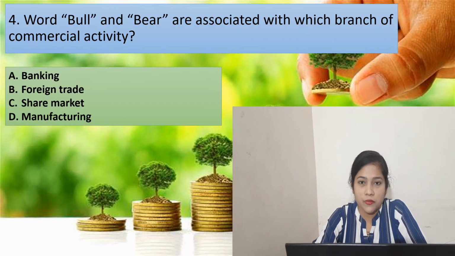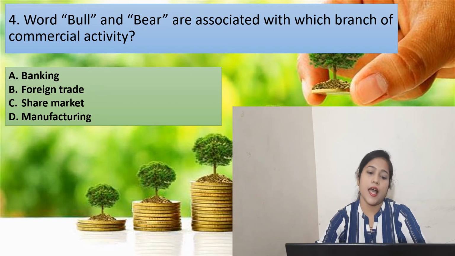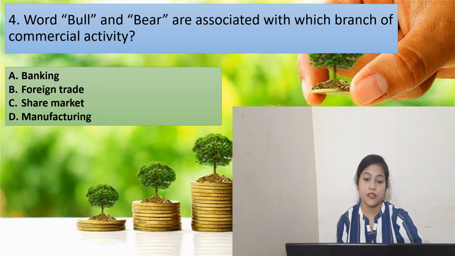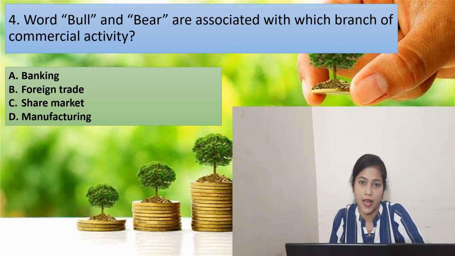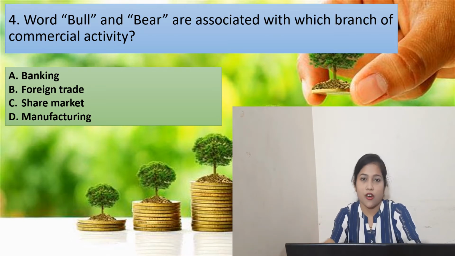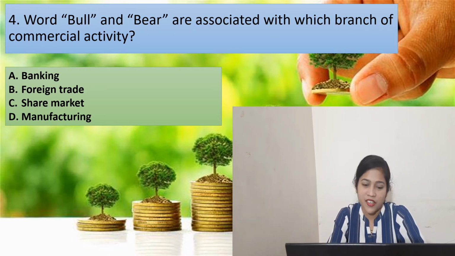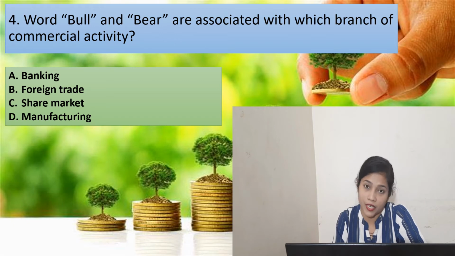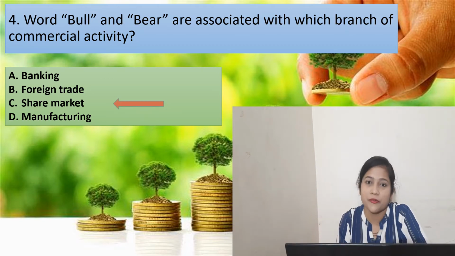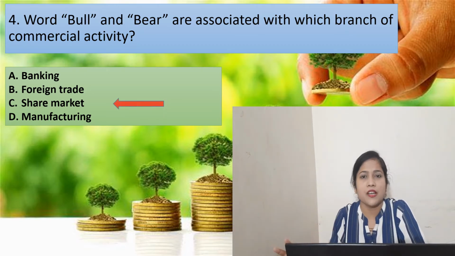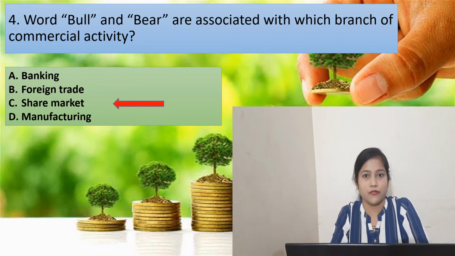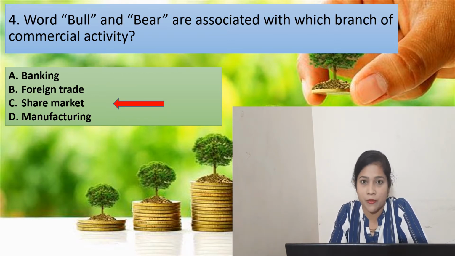Here is the fourth question: bull and bear are associated with which branch of commercial activity? I think all of you are very well known to this term. Let me give you the MCQ options: first banking, second foreign trade, third share market, and fourth manufacturing. The answer is share market. These two terms are very well known in the share market. Let me explain bull and bear.